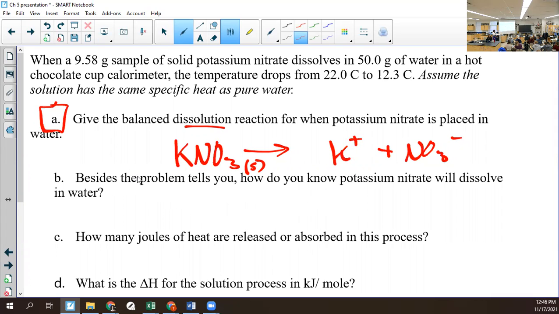All right. So sometimes you may see this. Look at the screen for 10 seconds. Sometimes you'll see a problem like this and they'll put H2O on top of the arrow.